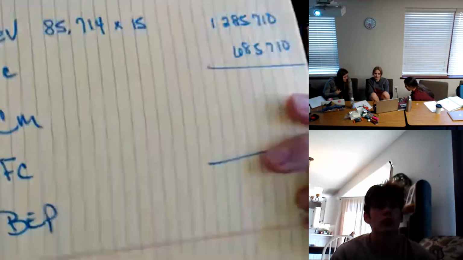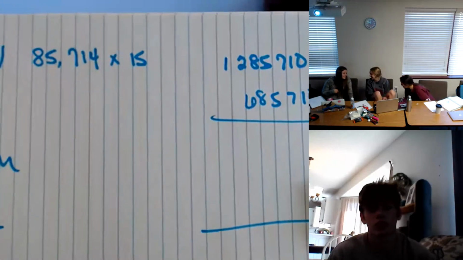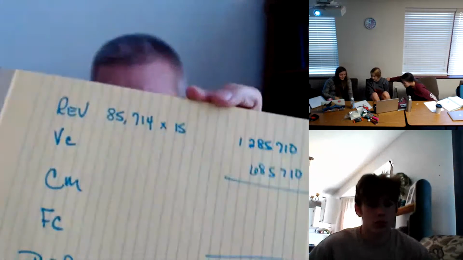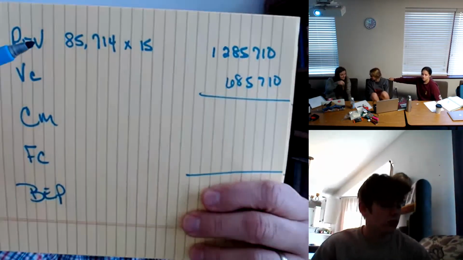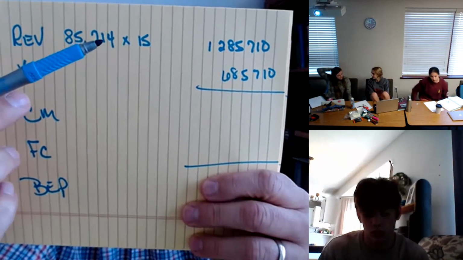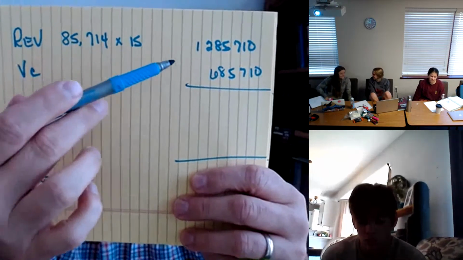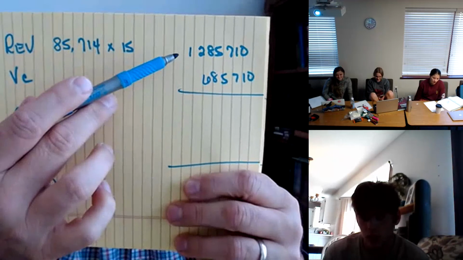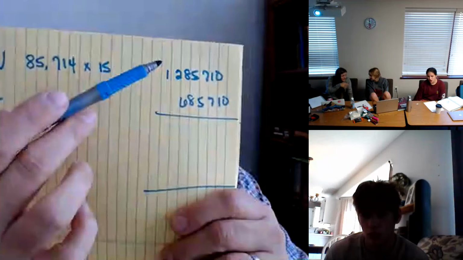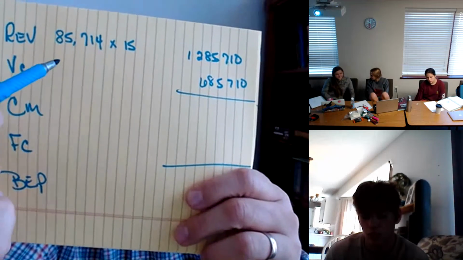Okay, so the first part of this is going to look like this. We have our revenues here. This is 85,714, which is what we said our break-even point is. If you multiply that times 15, you get 1,285,710. Okay, our variable cost was the same.